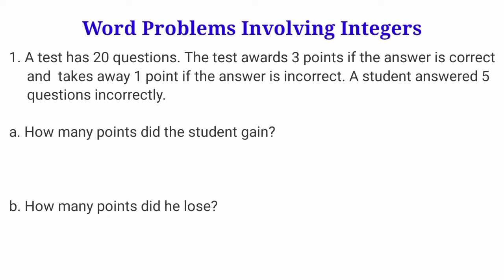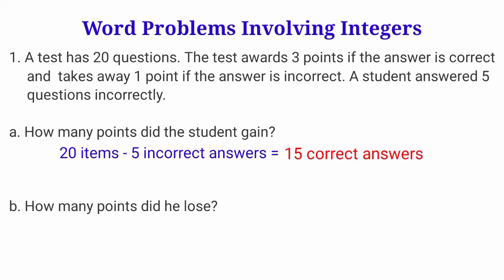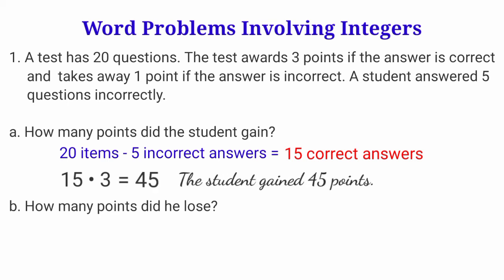To answer letter A, let us first get the number of correct answers. That is 20 items minus 5 incorrect answers. The answer to this is equal to 15. That means to say that the student got 15 correct answers. Now the test awards 3 points for every correct answer. Since this student got 15 correct answers, we will be multiplying 15 by 3 to get the number of points that the student gained. 15 times 3 is equal to 45. Therefore, the student gained 45 points.